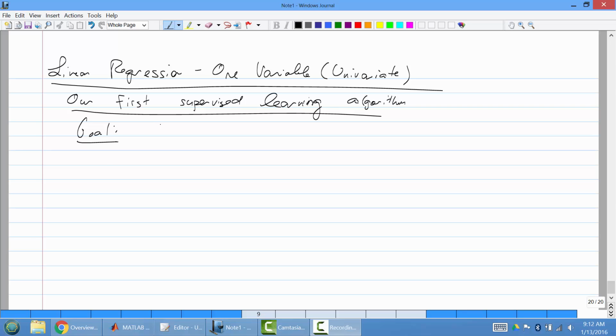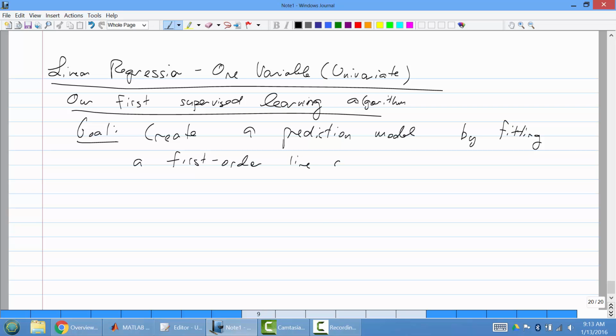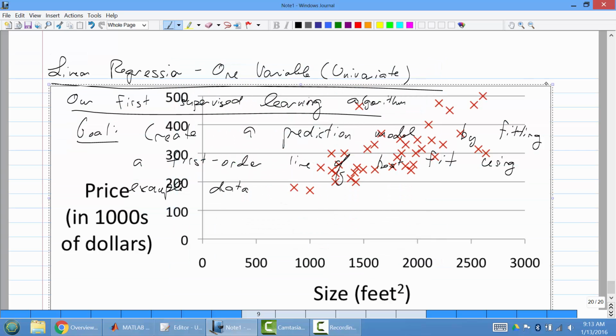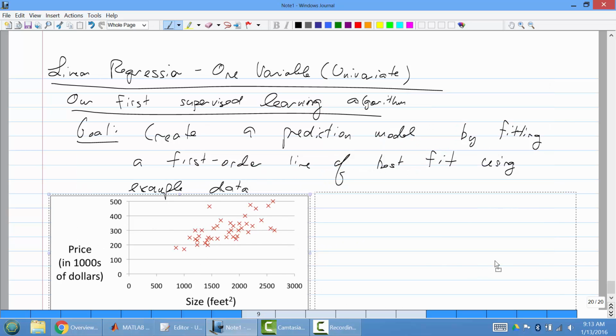All right, so create a prediction model by fitting a first order line of best fit. So it's not quadratic, not cubic, it's first order, using example data, all right? A good example would be the housing prices stuff that we talked about in the past. Something like this. Here's a good example.